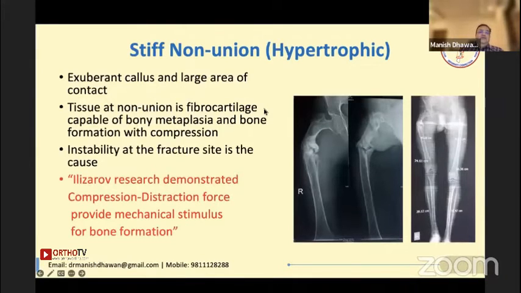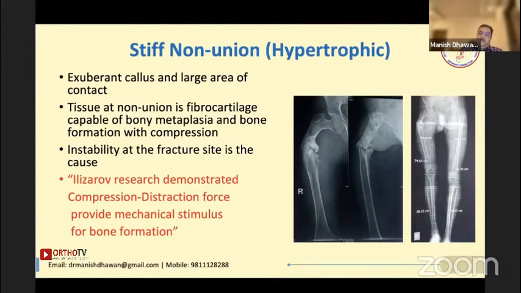So stiff type: there is exuberant callus and a large area of contact. Tissue at the non-union site is fibrocartilage, capable of bony metabolism and bone formation with compression. So you have to compress, crush the non-union, and then you go in for distraction. Instability of the fracture site is the cause.